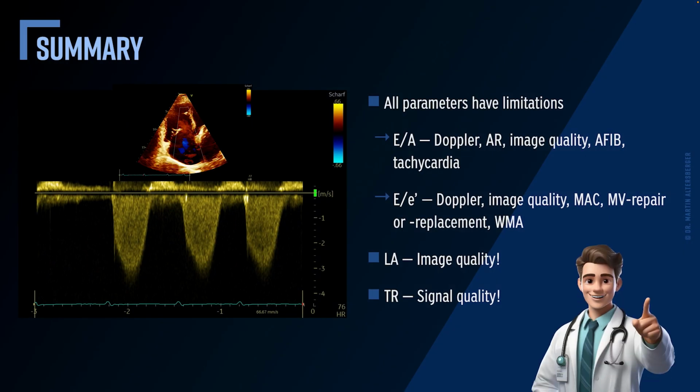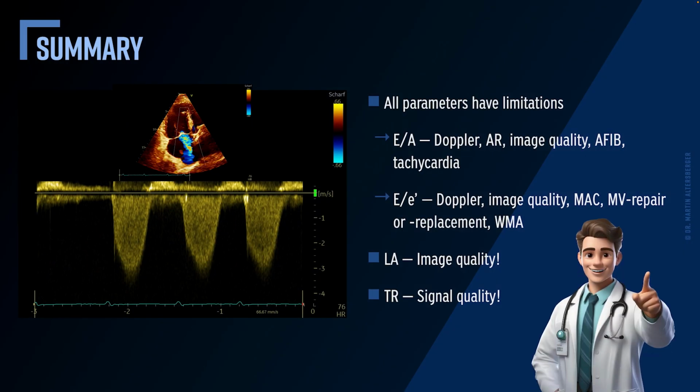As we said, all parameters have limitations. In this case, you can see a patient with atrial fibrillation, but still you have this very nice signal. So you only want to measure the TR when you have such a signal, and you do not measure it at the very end of the signal. You do not increase gain, so I wouldn't do that, everything becomes really yellowish in this area. So you really want to have a distinct measurement for tricuspid regurgitation.